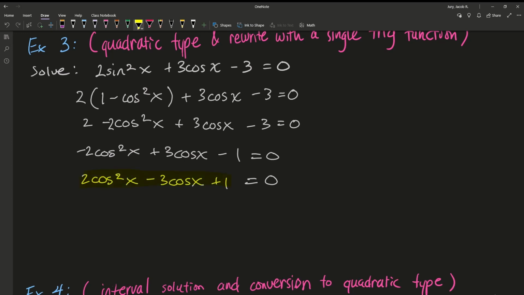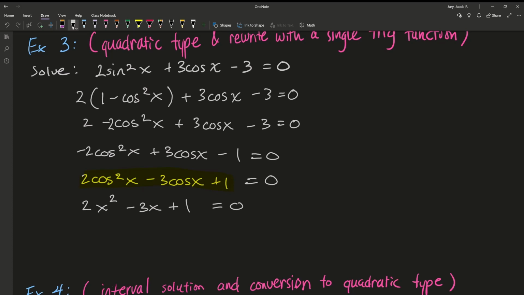it's hard to notice, especially if you've never done this before, but now you know, this looks like a quadratic equation. The cosine variable acts like an x, and it doesn't have to be an x, it could be any variable. If this is just 2x squared minus 3x plus 1, then you can use the quadratic formula, or better yet, you could just factor this.